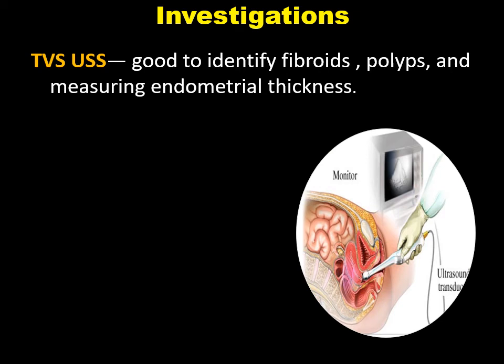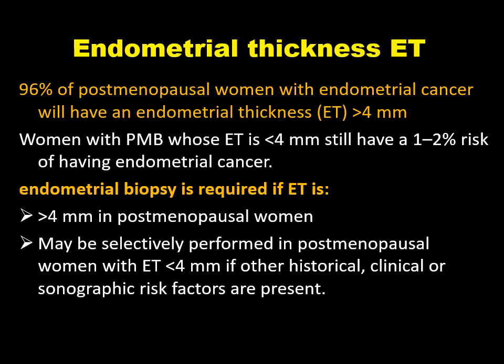So in premenopausal women, whenever we do an ultrasound for assessing women presenting with abnormal uterine bleeding, our target is to look for a uterine cause, probably fibroids or polyps. Endometrial thickness is usually used in postmenopausal women, in women presenting with postmenopausal bleeding.